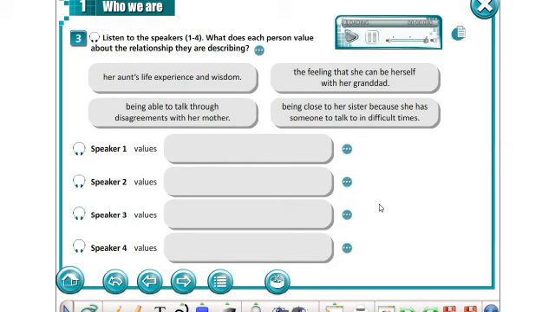The next exercise is we are going to listen to the speakers. What does each person value about the relationship they are describing? And take care of this because you are going to answer the same question.